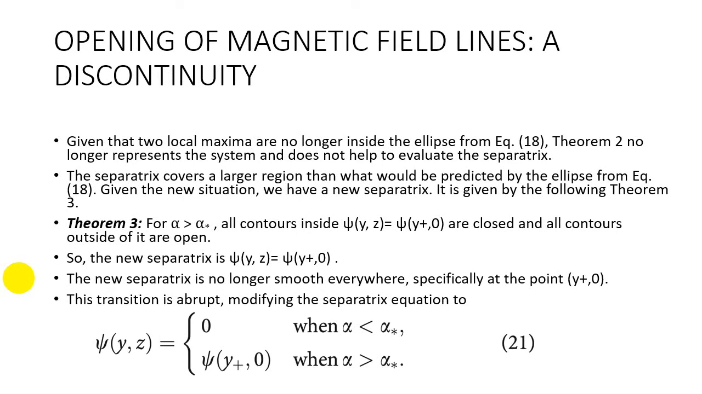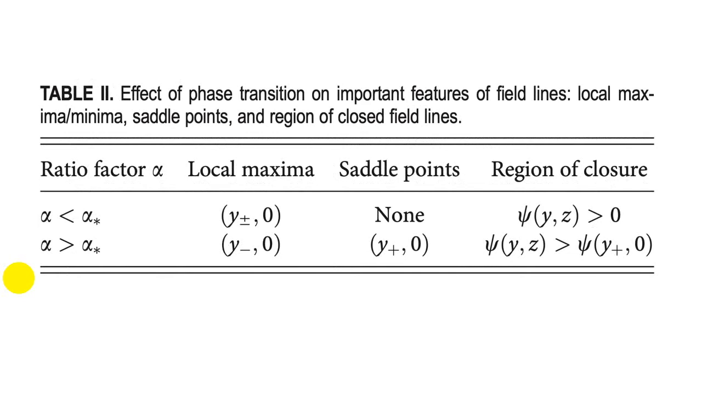So theorem 2 no longer represents the system, and the separatrix is no longer that ellipse. The separatrix essentially becomes a new curve, and you can calculate that curve by finding the region where the level set is touching the saddle point but is also containing the lower critical point. You can find it by setting this chi equal to this, and so the new separatrix is this. It's not smooth like an ellipse anymore, and the change is abrupt, and you can now see the summary of the entire paper.